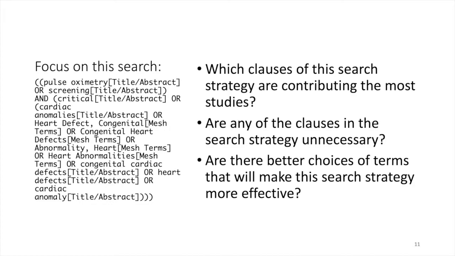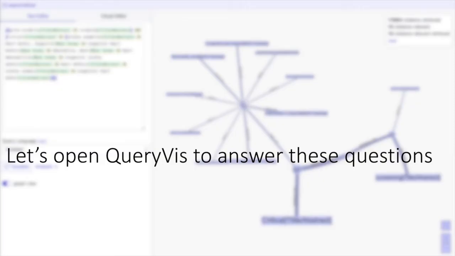To find out if this search strategy is effective or not, let's try to ask some questions about it. For example, which clauses of this search strategy are contributing the most studies? Are any of the clauses in the search strategy unnecessary? Are there better choices of terms that will make this search strategy more effective? Let's open QueryViz to answer these questions.